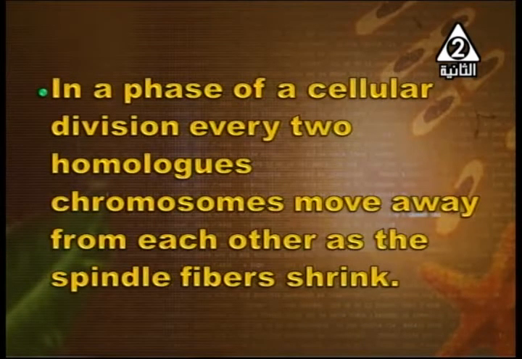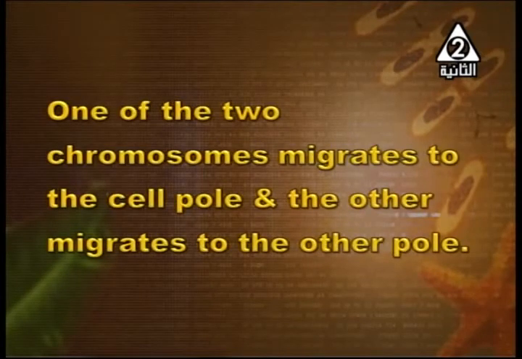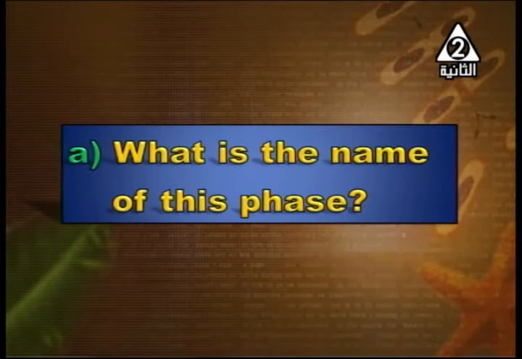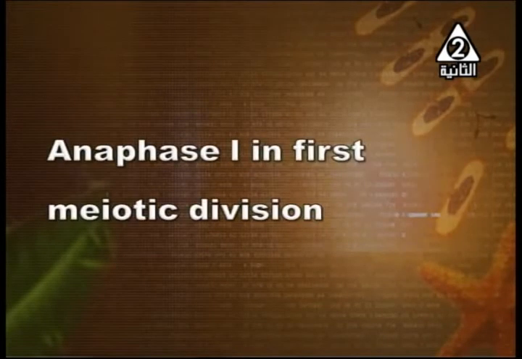In a phase of a cellular division, every two homologous chromosomes move away from each other as the spindle fibers shrink. One of the two chromosomes migrates to one pole and the other migrates to the other pole. What is the name of this phase? Do you know this phase? Yes, it is anaphase 1 in the first meiotic division.